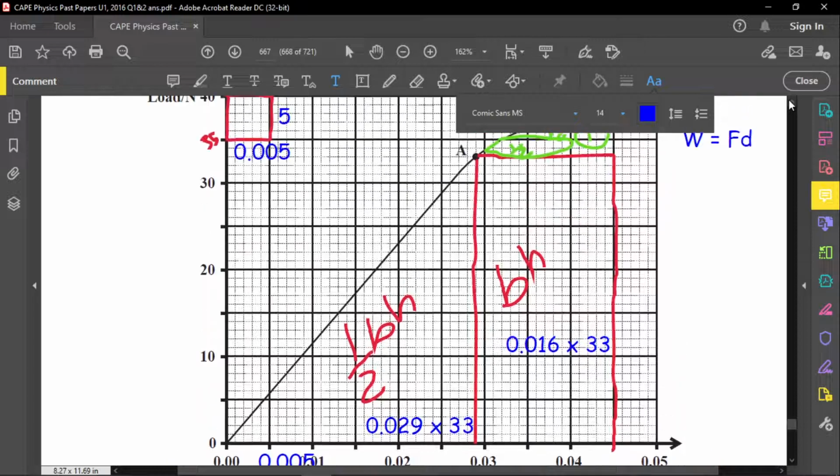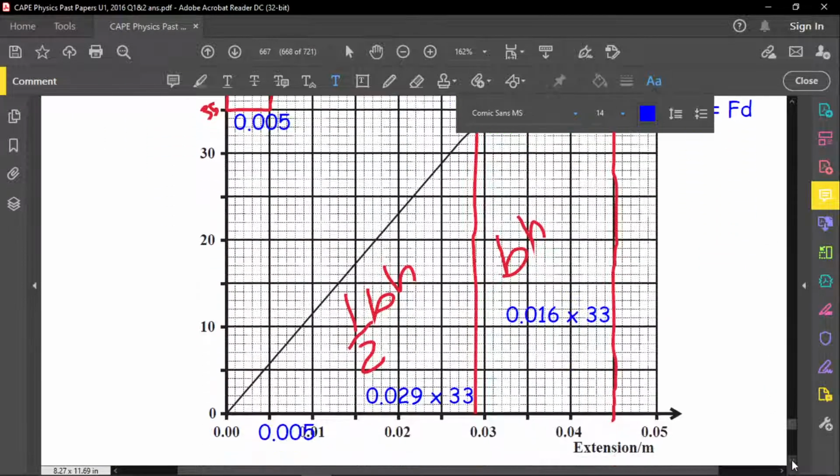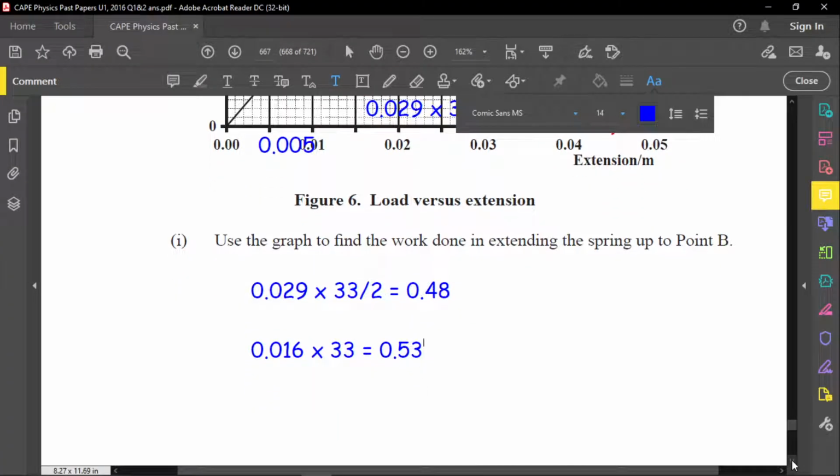All right, and then now let's go to the top part that we have done up here, the estimated part, which was 2 multiplied by that. Let's put it on the bottom here now. It's going to be 2 multiplied by 0.005 multiplied by 5. Let me quickly calculate that. That will give us 0.05.